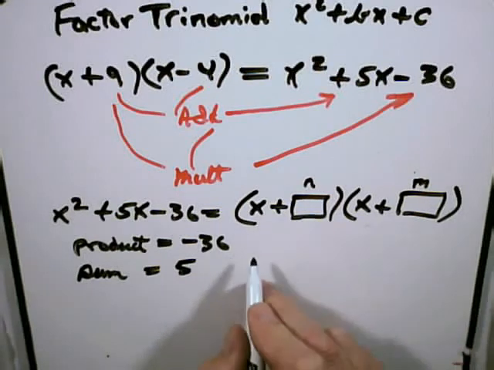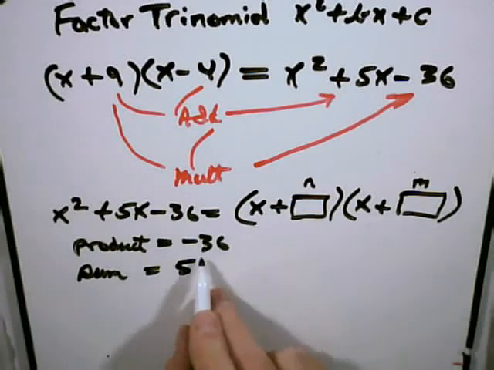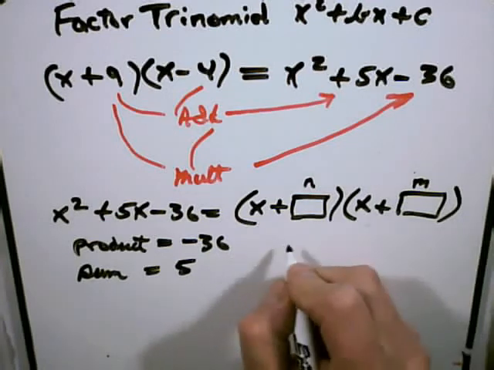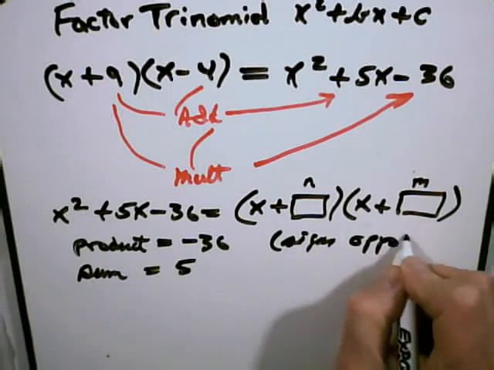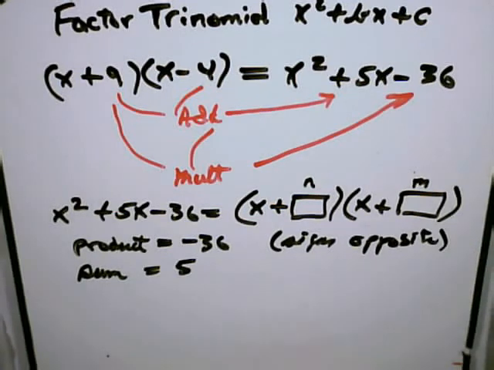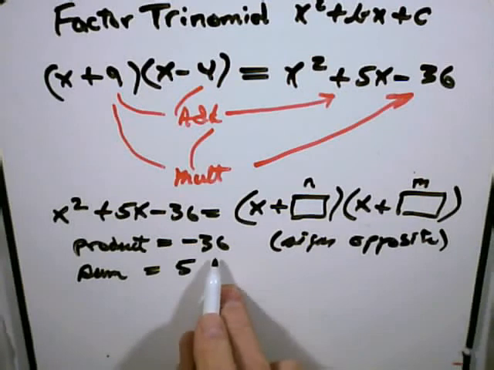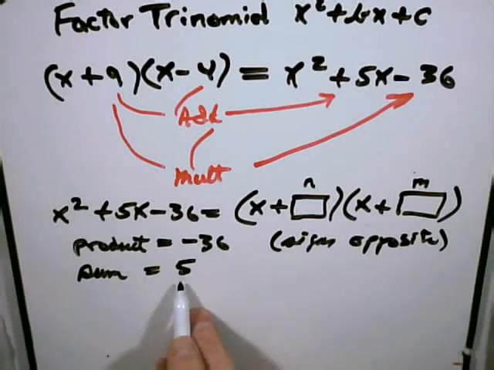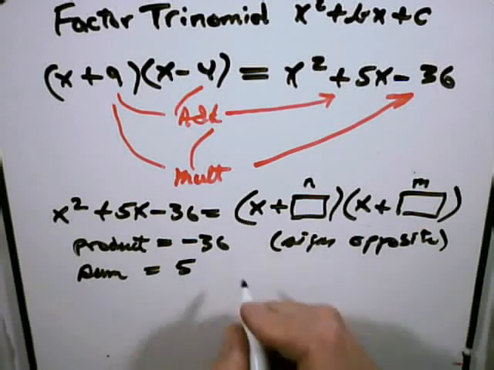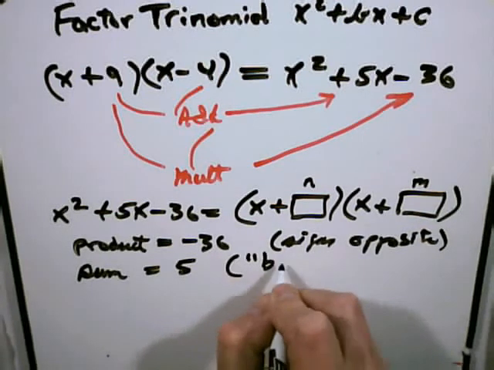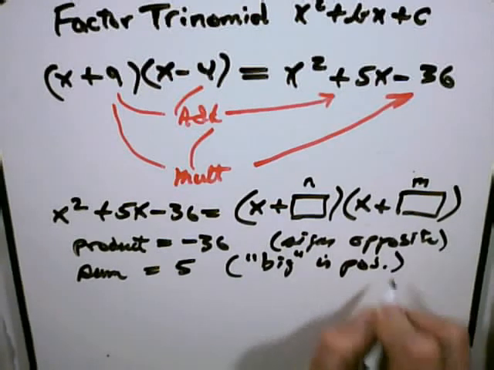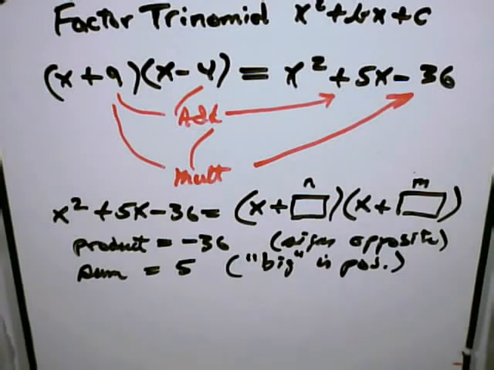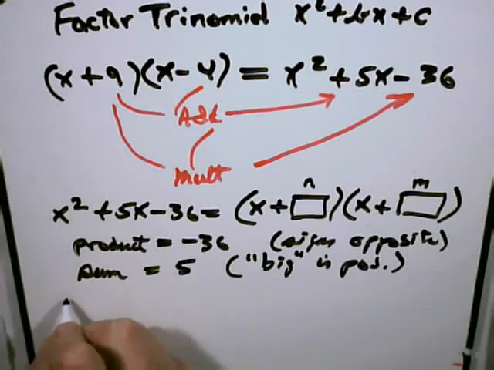And by the way, I like to talk about the signs of the two numbers. If I'm multiplying two numbers together and the product is negative, notice how the signs are opposite. And over here, I've already determined the signs are opposite. If the signs are opposite and they add up to the number 5, that means the big number, if you will, is positive. If they had added up to negative 5, the big number would have been negative. See how that works? Next thing I do is set up a little table.